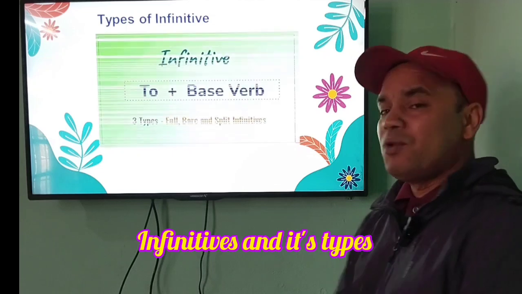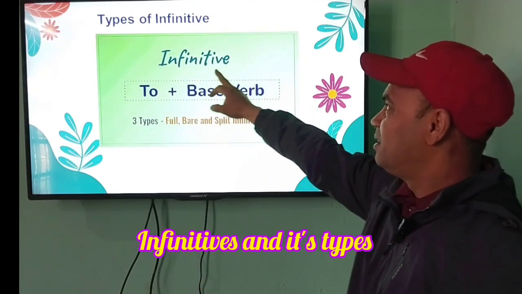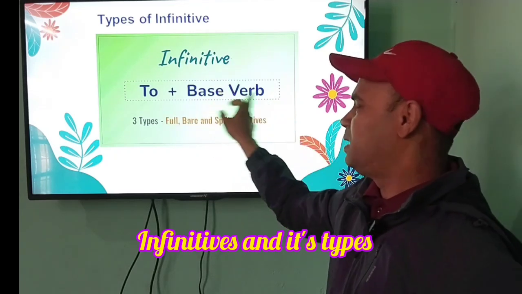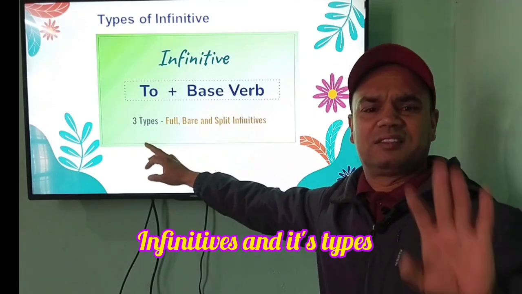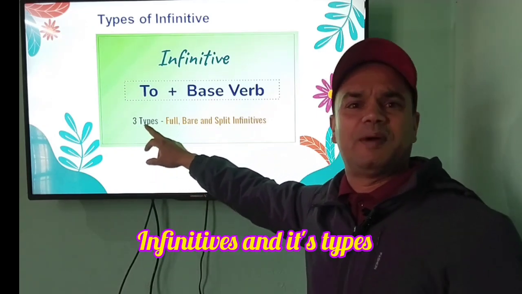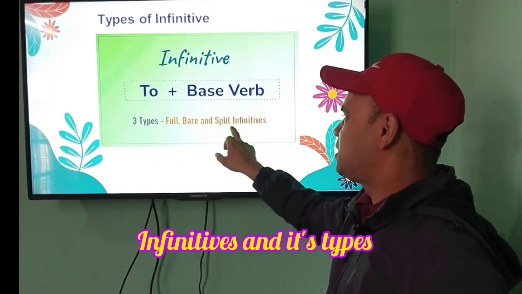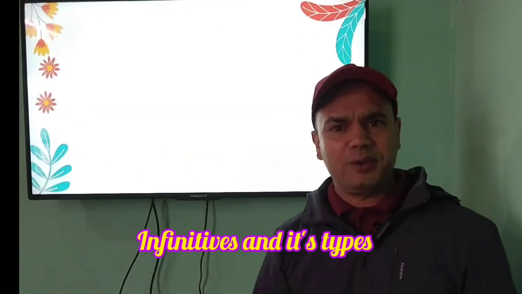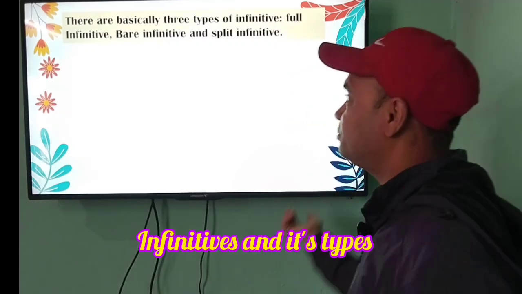I'm going to talk about the types of infinitive. You know that I told you just before: to plus base form, to plus main verb. That means there are three types of infinitive. Understand? The three types of infinitive are full infinitive, bare, and split. Okay, I'm going to describe what these three types of infinitive are about.